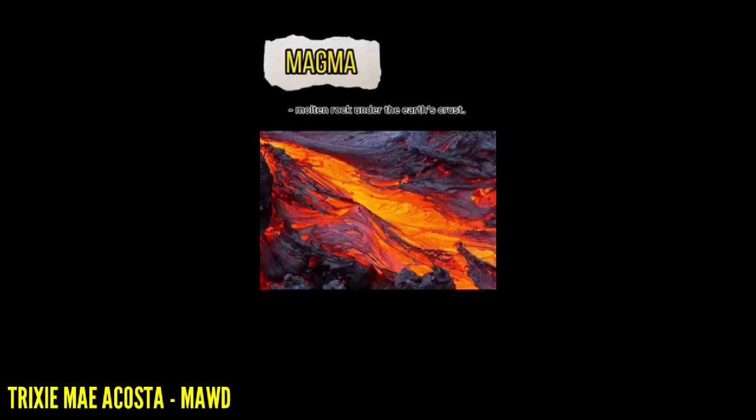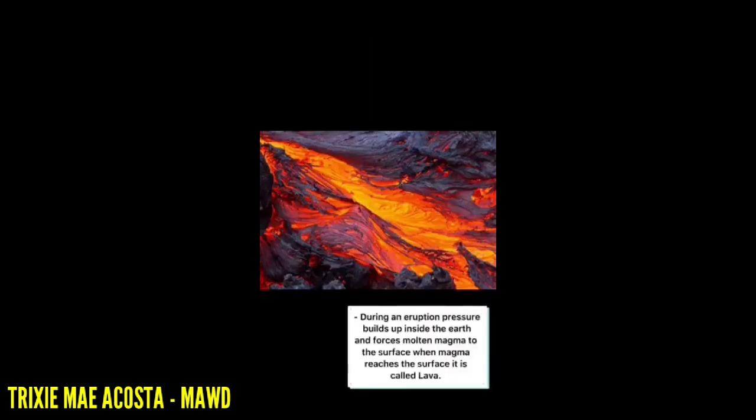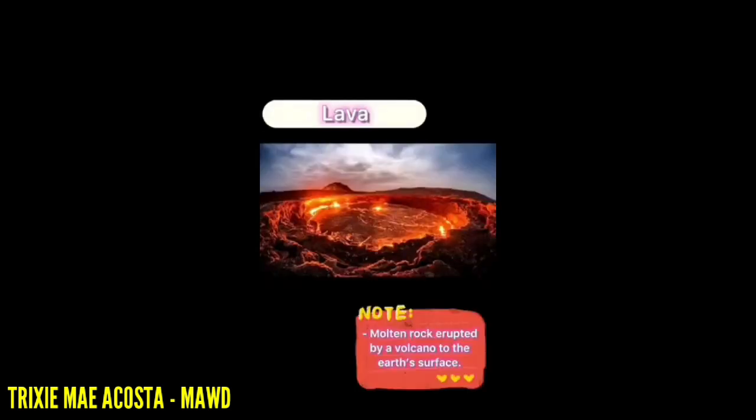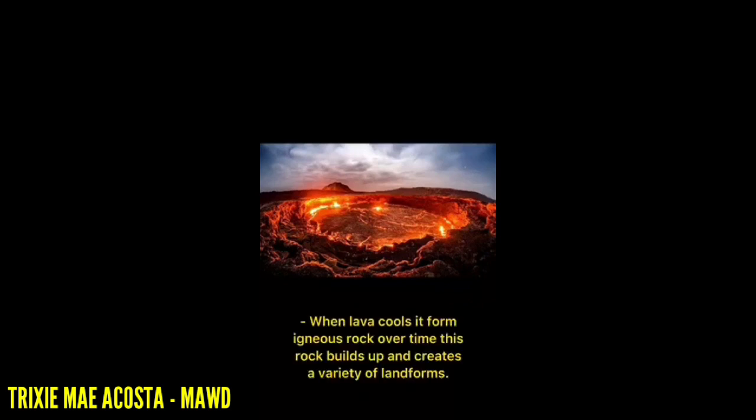Magma. Magma is a molten rock under the Earth's crust. During an eruption, pressure builds up inside the Earth and forces molten magma to reach the surface. It is called lava. Lava is a molten rock erupted by a volcano to the Earth's surface. When lava cools, it forms igneous rock. Over time, this rock builds up and creates a variety of landforms.